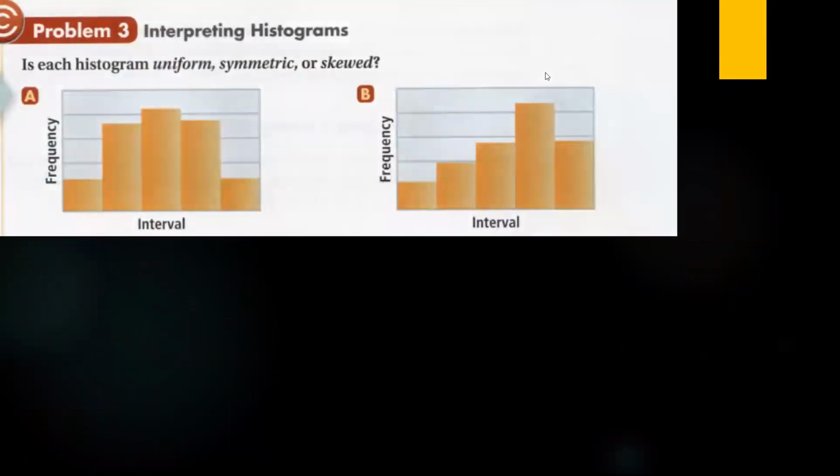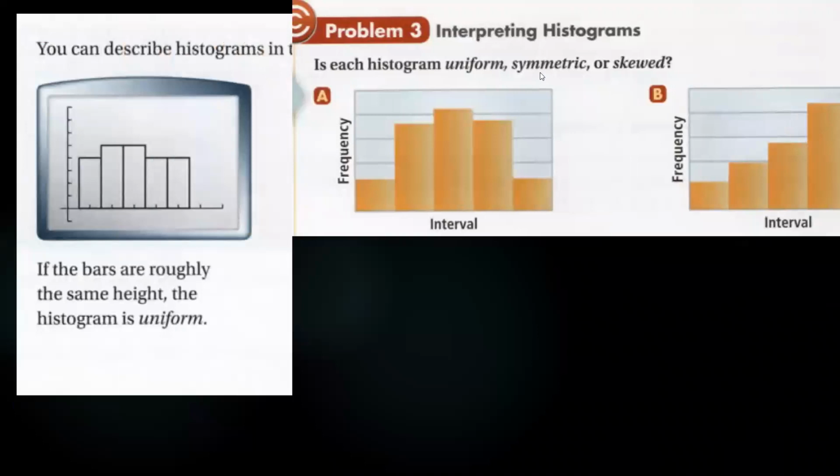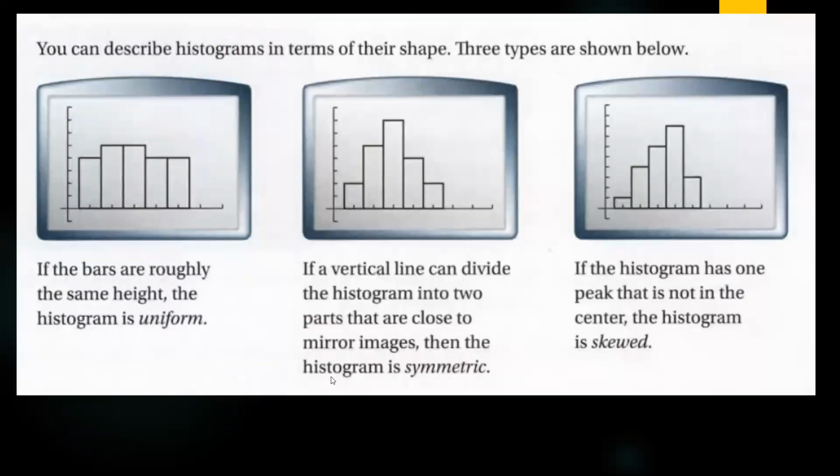Now, the histogram has 3 types. If the bars are roughly the same height, like you see here after you draw them, we say it's uniform. But if you divide it into 2 equal halves and draw a vertical line, and the first half is the same as the second half, we say that it is symmetric.